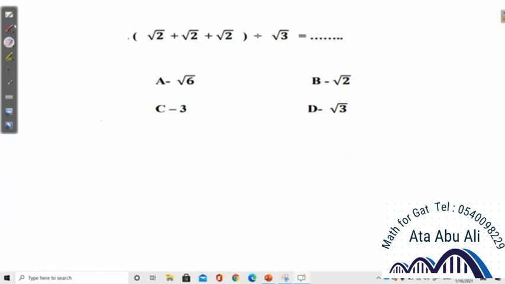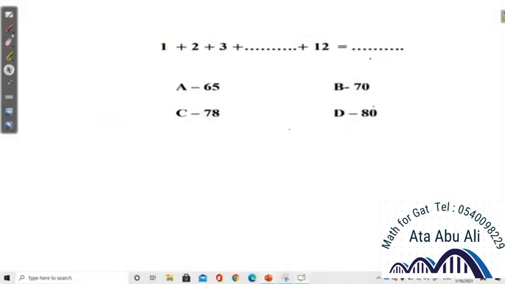Now if you go to the next. Okay, this is the famous series. We start with series now. 1 plus 2 plus 3 plus until plus 12. How can we do this? An easy way: we add 1 with 12, it's equal to 13, times, this is the rule, times the last number, which is 12, all divided by 2.